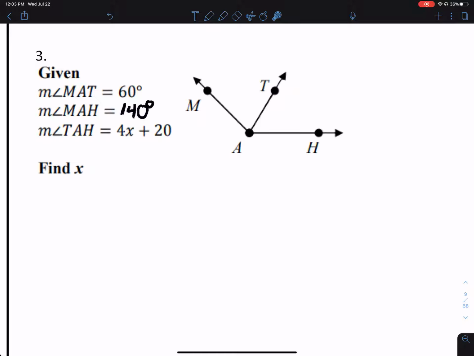Check out example number 3. Given the measure of angle MAT, that's this angle here, is 60. Now to put this in my picture, I'm just going to draw a little arc with an arrow on it and call it 60 degrees. This doesn't mean congruent. The arrow just means I'm pointing it out. Measure of angle MAH is 140 degrees. Put that out here. Measure of angle TAH is 4x plus 20.